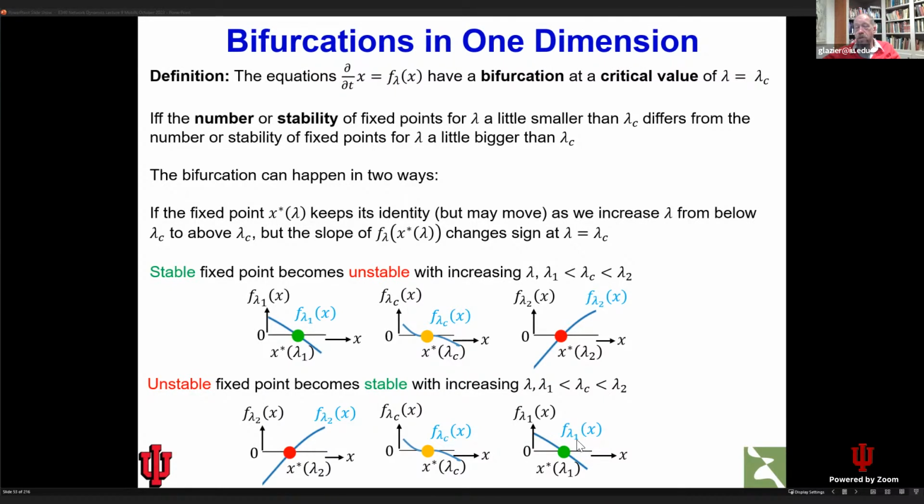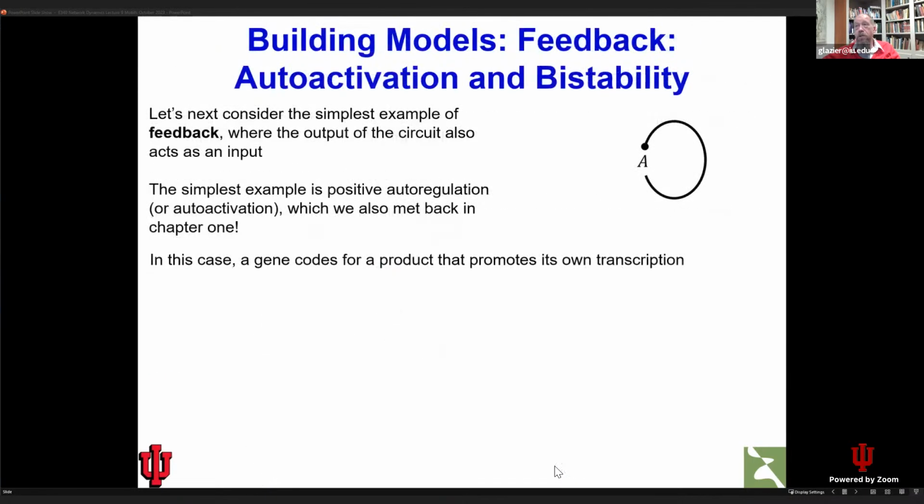So I can have situations where I start out with a stable fixed point. As I increase lambda, this fixed point becomes unstable. I can have a situation where I start out with an unstable fixed point. As I increase lambda, the fixed point becomes stable. And that's pretty much all that you can do in one dimension. That's all there is for stability.